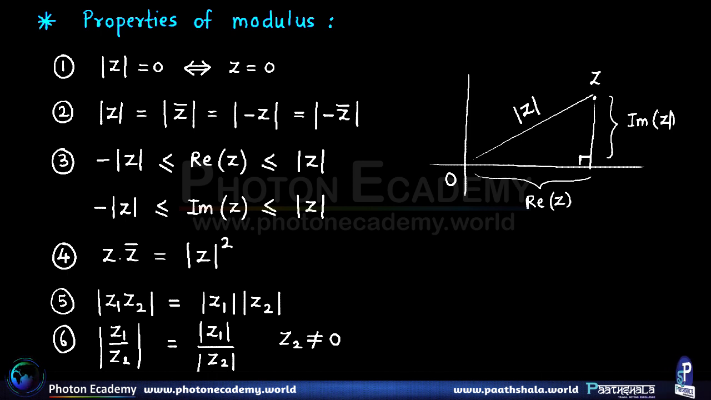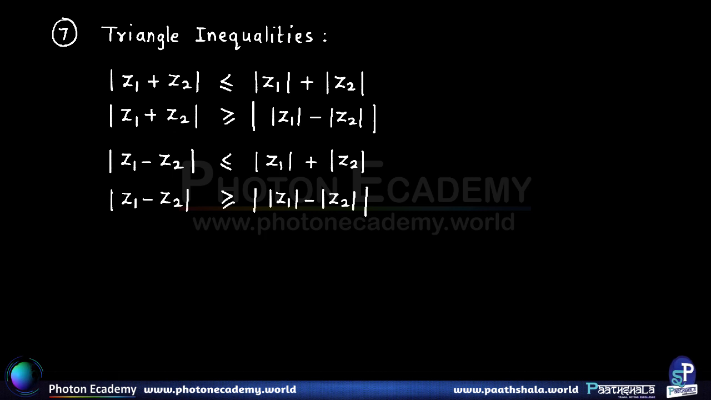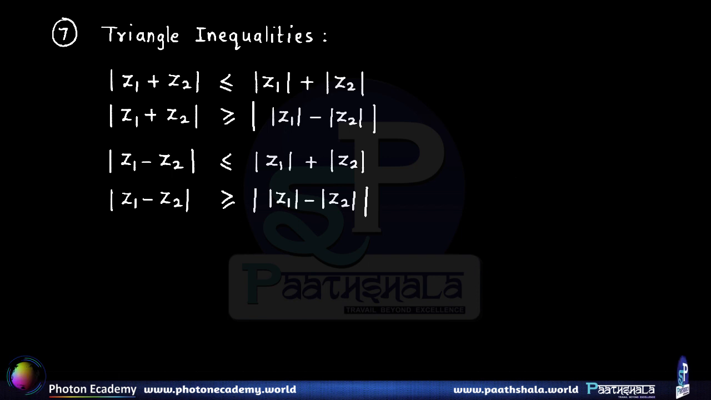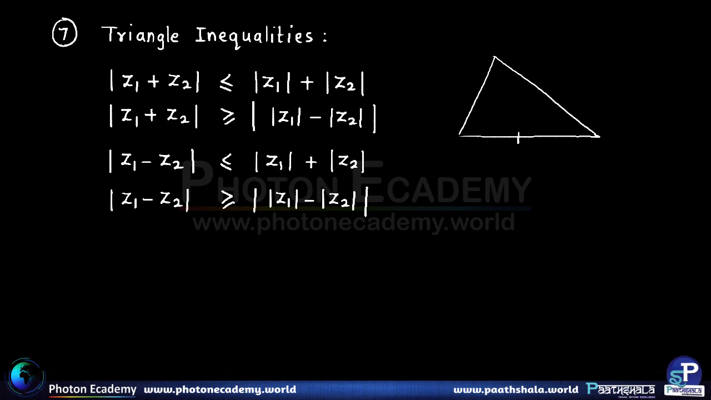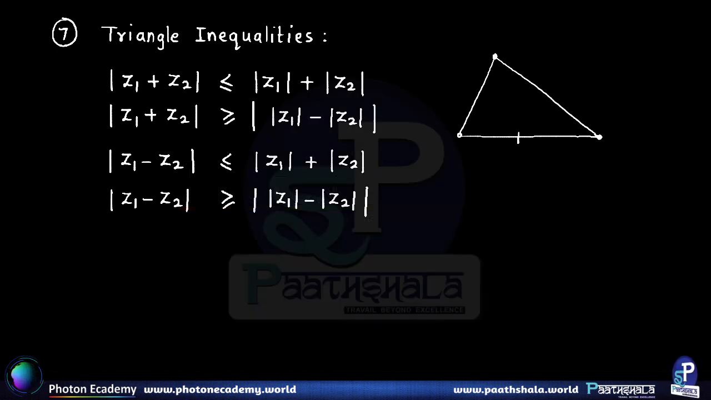Now let's see a few more properties. Here we have a very important set of what are called triangle inequalities related to two complex numbers. It directly follows from the property of a triangle which we all know, that any one of the sides is always less than or equal to the sum of the other two sides. The equality will hold only when all three vertices are collinear, so that is not really a triangle as such, but in general it will be less than or equal to.